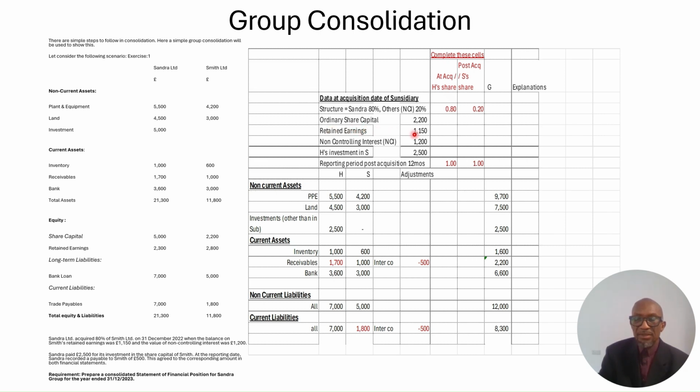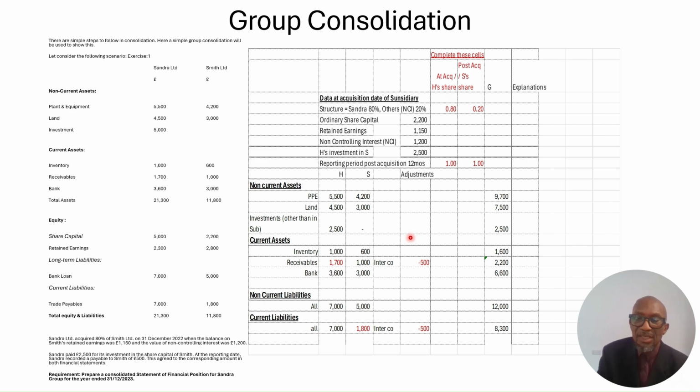Ordinary share capital as at that date, 2,200. Retained earnings, 1,150. Non-controlling interest, 1,200. H's investment in S, very important. You identify this in the financial statement, the asset section, 2,500. And it's 12 months ago.